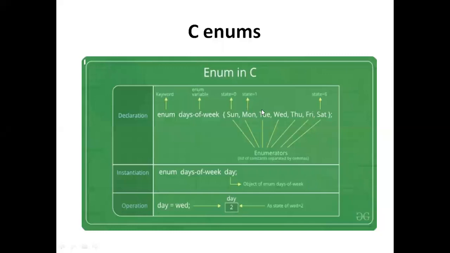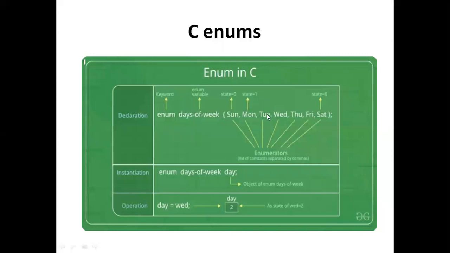To access these day values in our program, we need to declare it as enum type, enum, and the enumeration name, days of week. And the variable name we are indicating is day. Inside the program, if you assign day is equal to Wednesday, then what value is it going to contain? Sunday is containing 0, Monday is containing 1, Tuesday is containing the state value 2, and Wednesday is containing the state value 3.